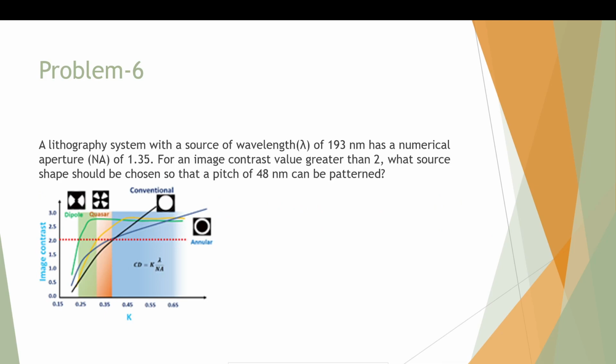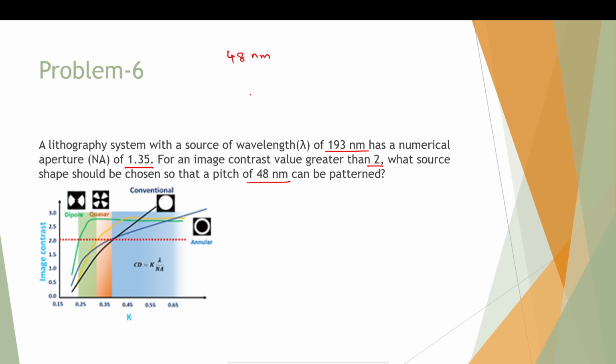Okay, so about the source now. A lithography system with a source of wavelength lambda of 193 nanometers has a numerical aperture of 1.35. For an image contrast value greater than 2, so I want the image contrast to be greater than 2, what source shape should be chosen so that a pitch of 48 nanometer can be patterned? So my critical dimension is 48 nanometer.